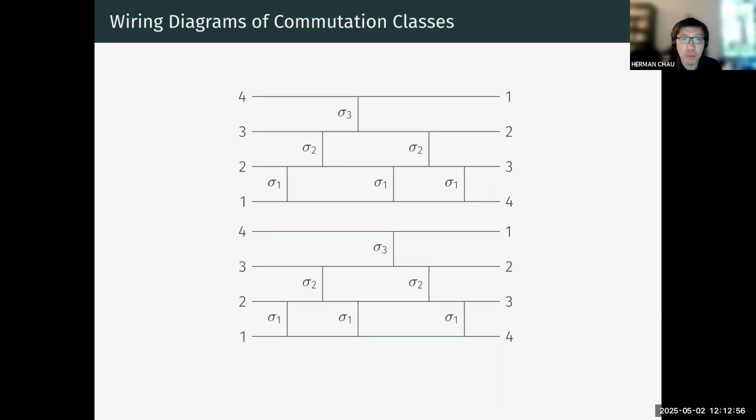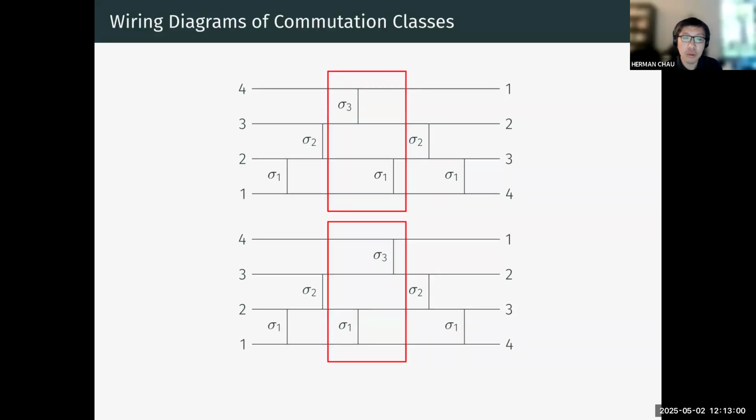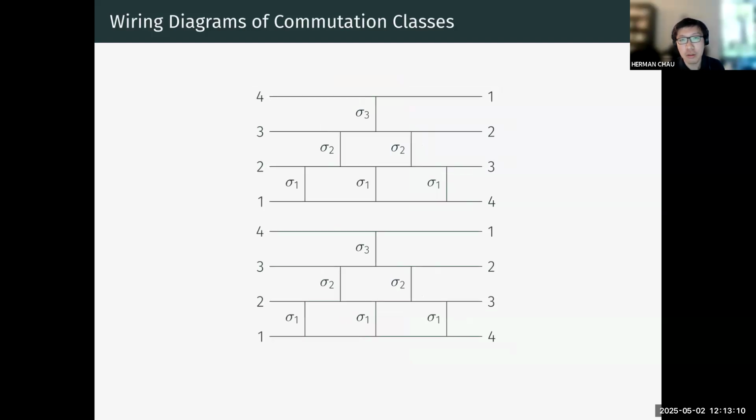And just one more time, we can visualize this on the wiring diagrams. Here we have two commutation equivalent reduced expressions. Since these two crossings involve disjoint wires, you could also represent it by putting them on the same level so that those two crossings line up.